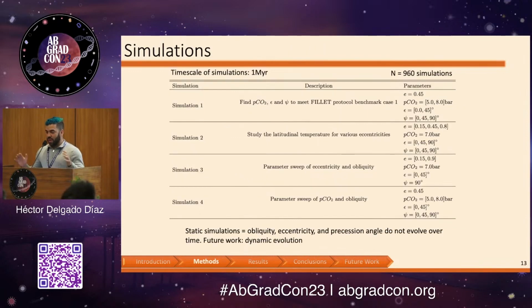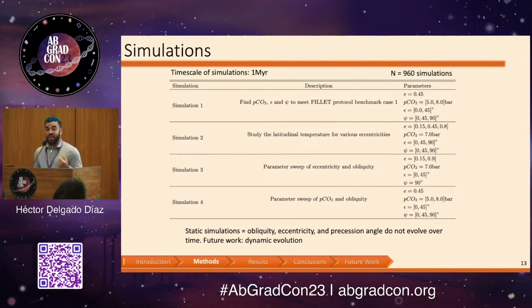To do our simulations, we divided it into 4 simulations. We first wanted to find values of CO2, eccentricity, obliquity, and precession angle that meet the PALEO protocol. I'll explain what the protocol is. In the second simulation, we studied the latitudinal temperature for various eccentricities. The third one, we did a parameter sweep of eccentricity and obliquities. And the fourth one, we did a parameter sweep of CO2 and obliquity. We ran all the simulations for 1 million years, and I did a total of 960 simulations. Why 960? Just because, no specific reason.